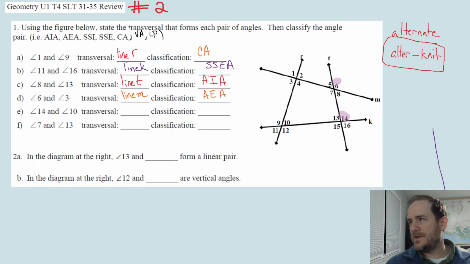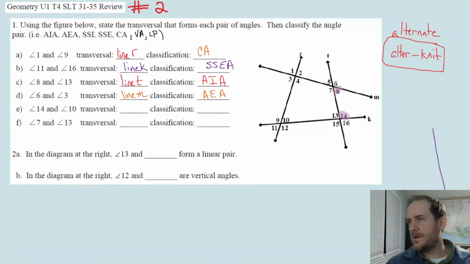Then we got 14 and 10. So that's 14. Whoops. 10's over there. So this again has line K as its transversal. And the classification would be, let's see, from this point of intersection, I'm in the upper right. From this point of intersection, I'm in the upper right. So 10 and 14 must be corresponding angles.